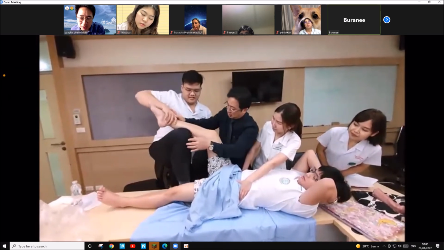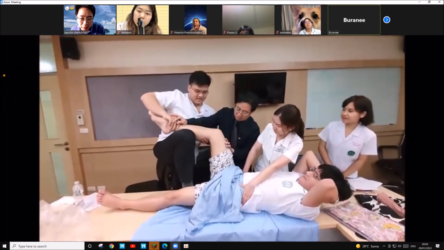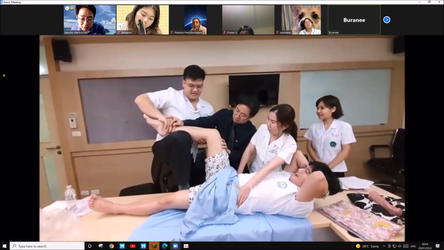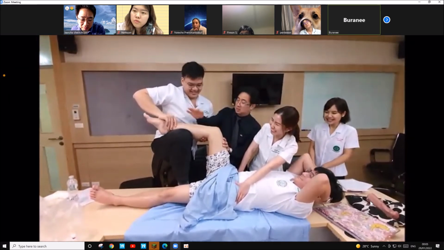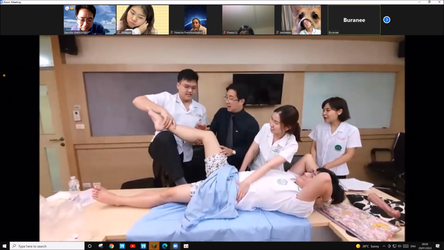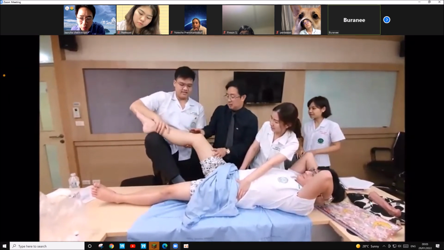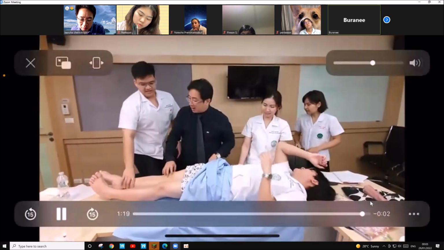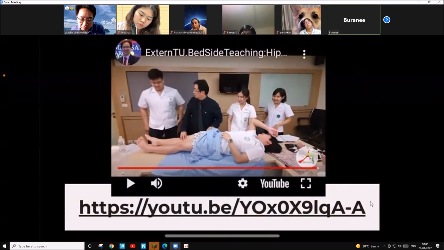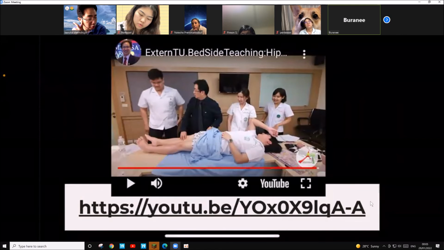If the patient has a knee problem, you cannot do this, right? Because you use the knee as a fulcrum. Like this. So this is another way, same as the Alice technique, same way. But you use the knee to be the leverage technique. So these are two ways.